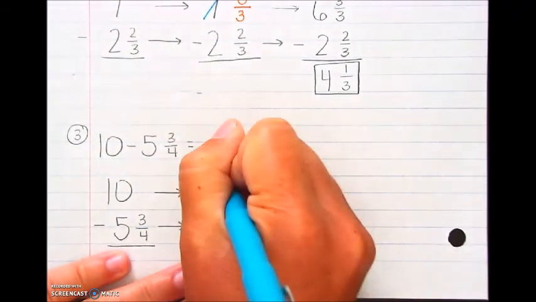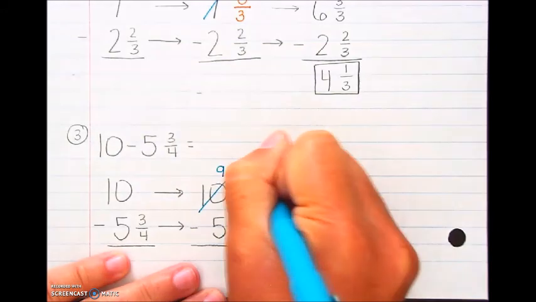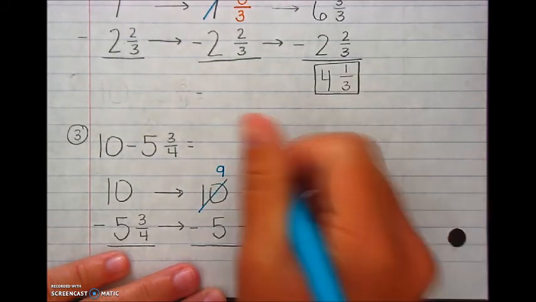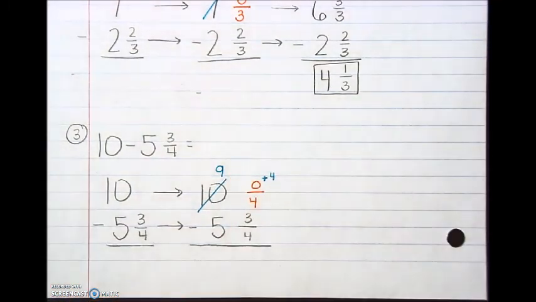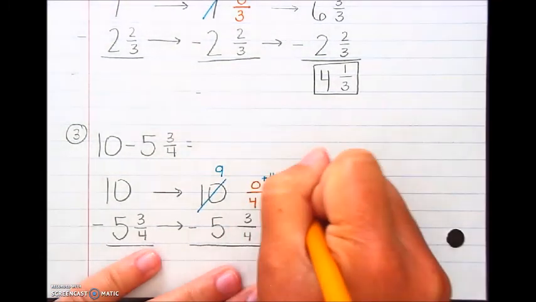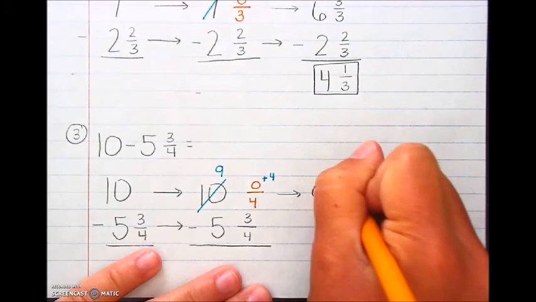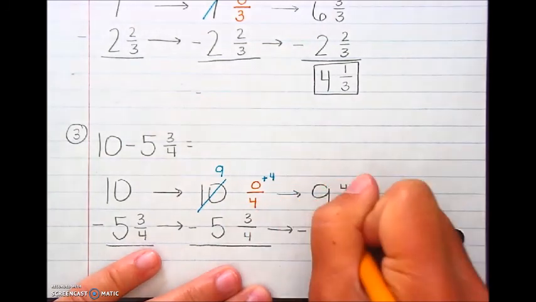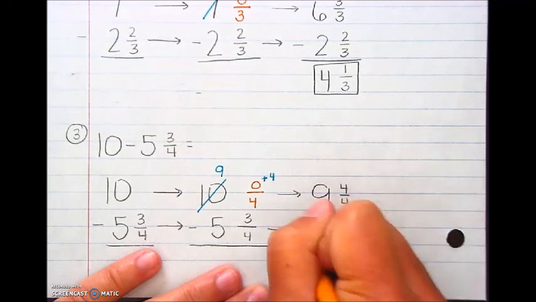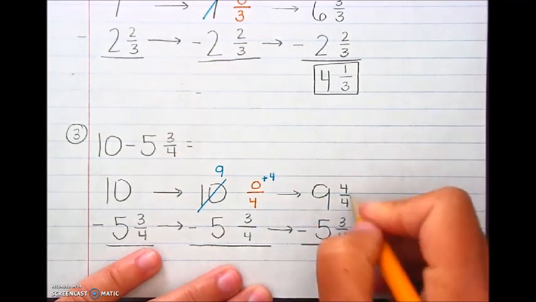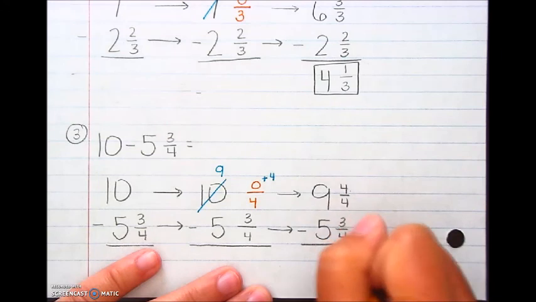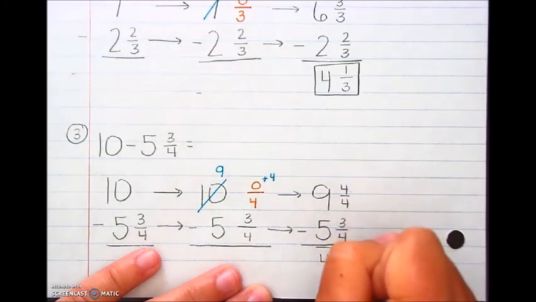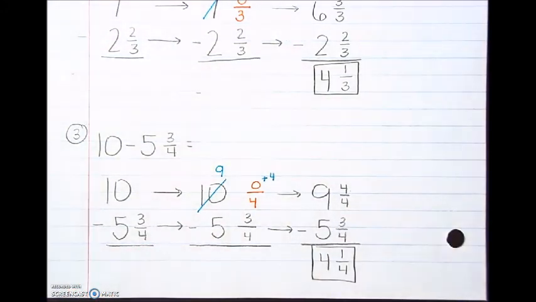So I'll cross out the 10 and make it a 9. And then because it takes 4 pieces to make up one whole, that one whole that I borrowed adds me 4 pieces here. So I could rewrite this as 9 and 4/4 minus 5 and 3/4. Now I can subtract my fractional pieces. 4/4 minus 3/4 is 1/4, and 9 minus 5 is 4, for a difference of 4 and 1/4.